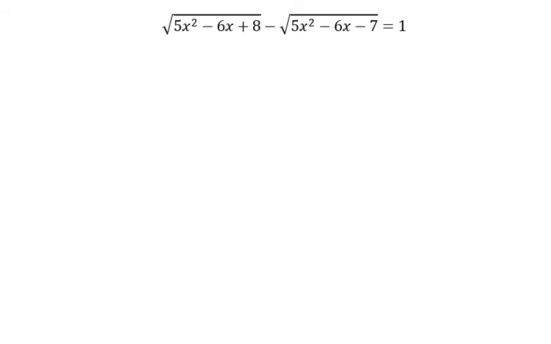Hello everybody, so today I will talk about algebra. The topic today is to solve the equation. Here is the equation, and I will show the technique for how to answer the question. First, we need to find the domain in here.